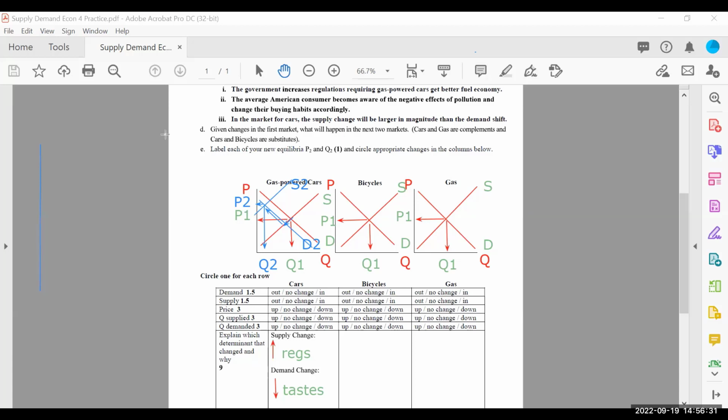When you're done, show each other your answers. See if everyone's on the same page here, especially on the quantity changes. I'm going to draw this market larger so I can make it a little bit more apparent.